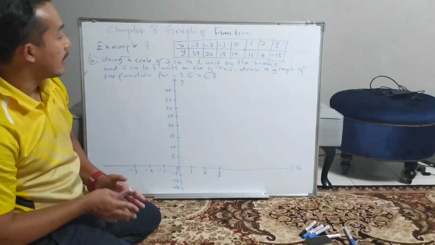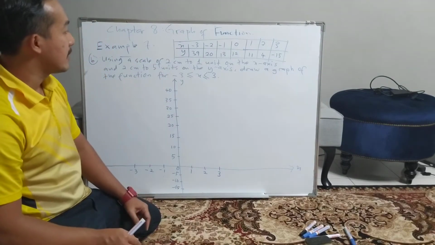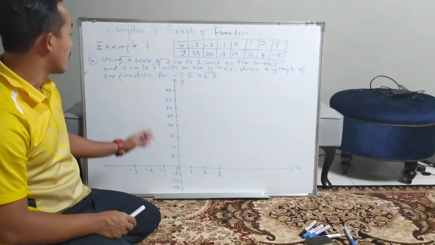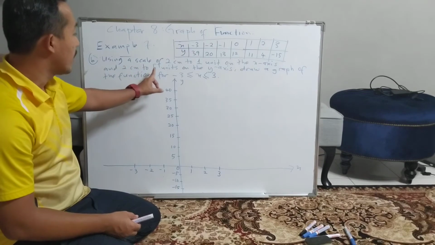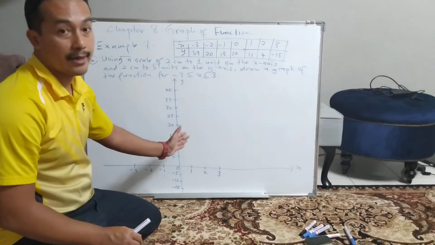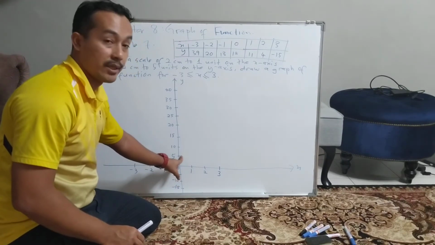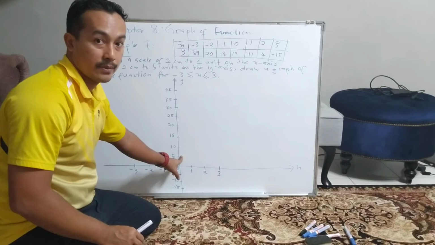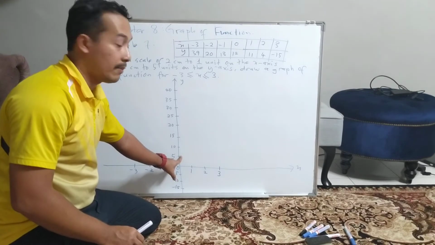Then after that you have to label the y-axis. For the y-axis you also have to follow the scale given in the question. For the y-axis, the scale is 2 cm to 5 units. That means from 0 upward is the positive value for y-axis. From 0 to 5 units, the distance is 2 cm, or one box. So 0 to here is 2 cm, and you label it as 5.